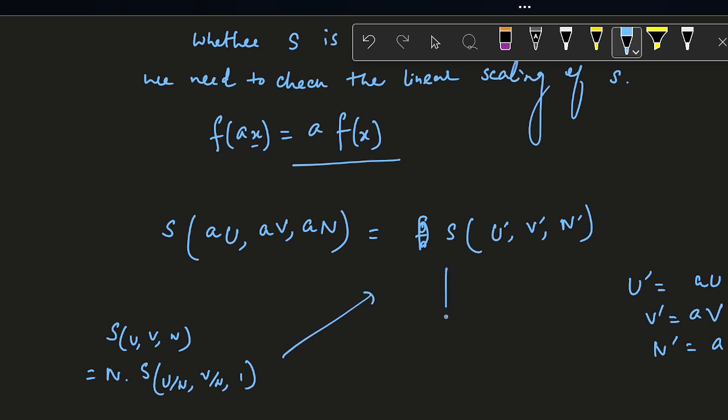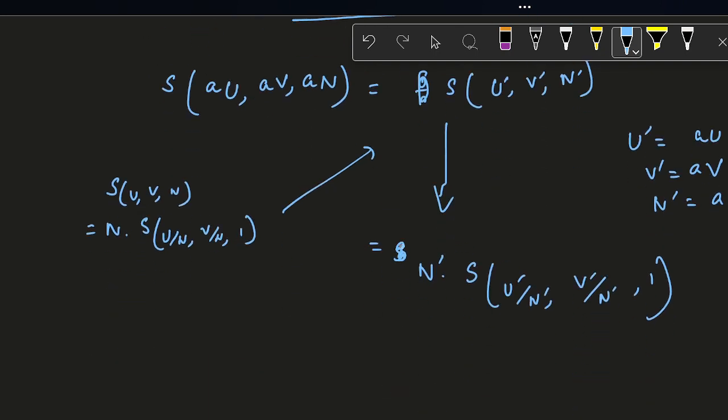Just using the same thing here, you can think that s of u prime, v prime, n prime can also be written as n prime comes out times s of u prime by n prime, v prime by n prime, comma 1. So the same thing, just instead of u, v and n, you now use u prime, v prime and n prime. They are the redefined forms of u, v and n, right? So you are basically doing the same thing that is already stated to you in the problem.